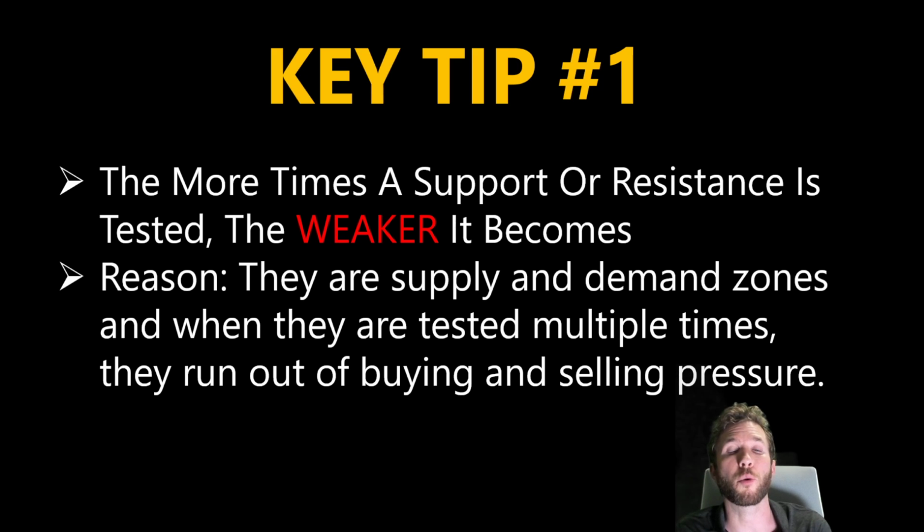The more times a support level is tested, the weaker it becomes because the demand gets less and less. There's less buyers at that level because maybe they're running out of fiat. Maybe they've just fulfilled their position. They've got all their fill. And then once their supply runs out, boom, we crash through that support level.